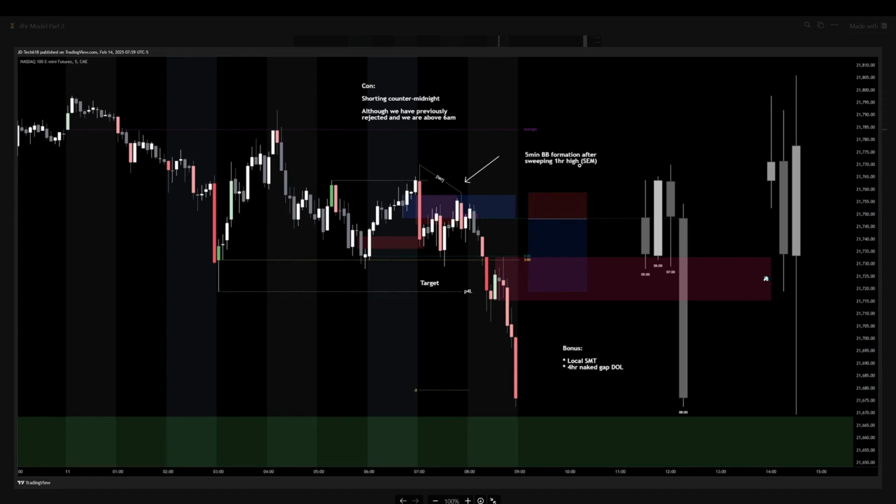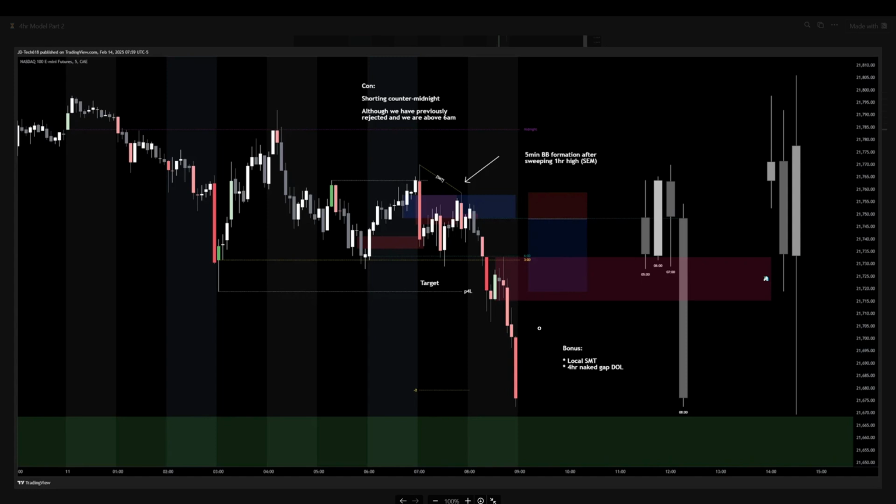We get the Spitfire entry model, we get the 5 minute breaker block form. So there's a bearish candle, bullish candles above, sweep liquidity, close below. That is now a breaker block. Okay, so this was where I was shorting. All right, we also, for bonus, had a local S&T, and we had a naked 4 hour gap below. Okay, so once we'd shown that we'd swept the 1 hour highs, we formed the Spitfire entry model. We were looking for our target, which was the previous 4 hour low. Okay, this is where I took TP1, and right down here is where I took TP2.